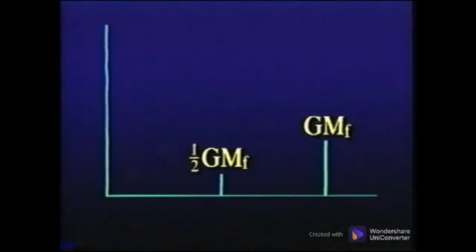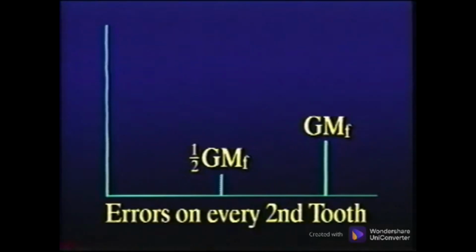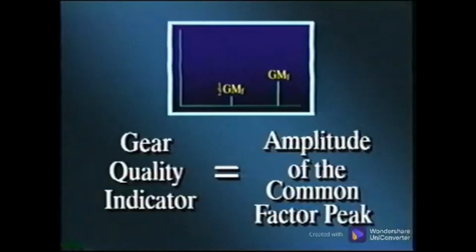In some cases, the half order of gear mesh will show up even when the common factor is 1. This is usually when there is a machining error or spacing error in every second tooth on a gear. The analyst can usually get an indicator of the gear quality by checking the amplitude of this common factor peak. If it is half the amplitude of the primary gear mesh frequency, then there is a serious problem with gear quality.